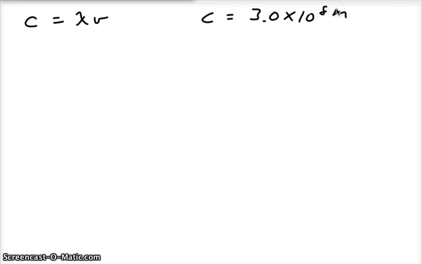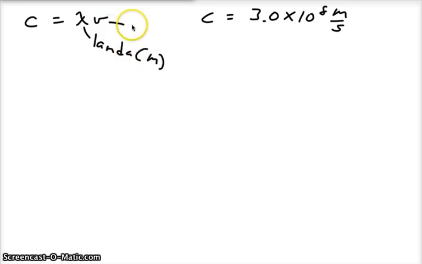Okay, guys, so quick lesson on the wave equation. C equals lambda times nu. Okay, so again, C is the speed of light, and that's a constant, 3.0 times 10 to the 8 meters per second. And then lambda is the wavelength, and we need wavelength to be in meters.